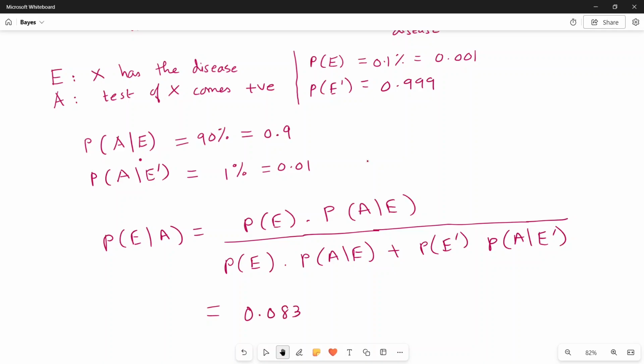So if the test has come out as positive, the probability that the person actually has this disease is 0.083. This was a quick revision of the Bayes theorem, and in the next video we'll move on to the naive Bayes classifier.